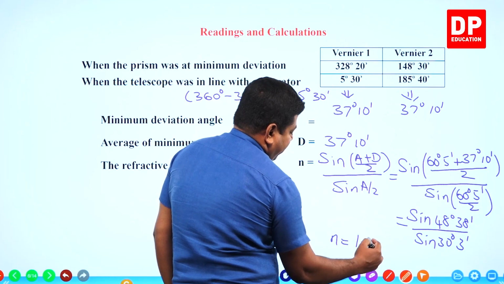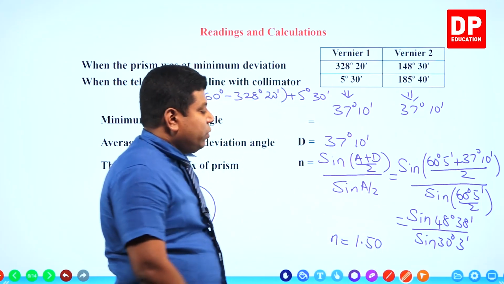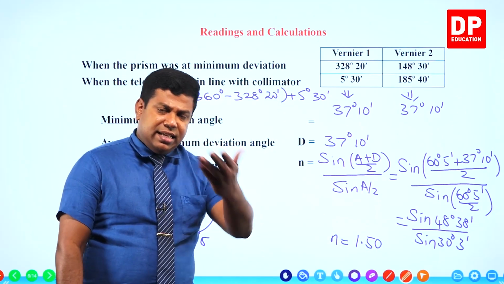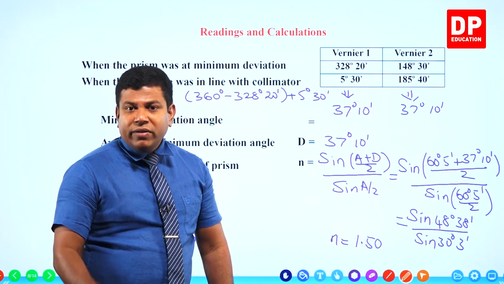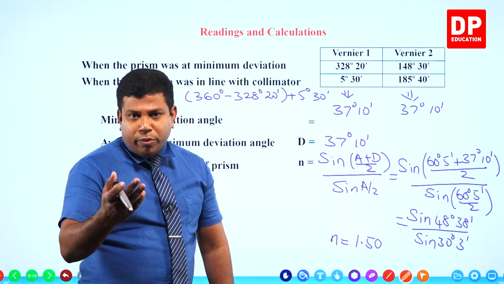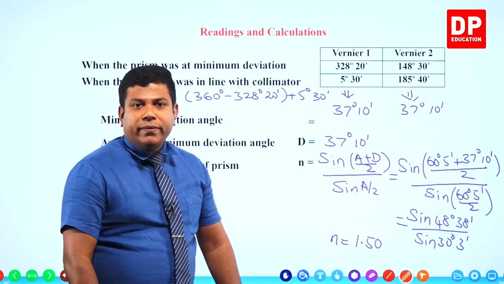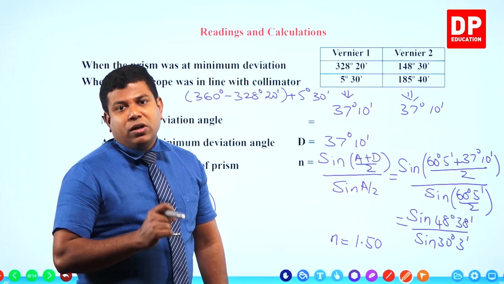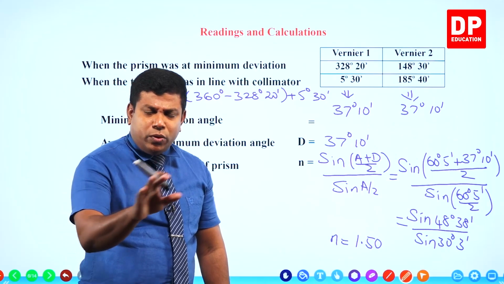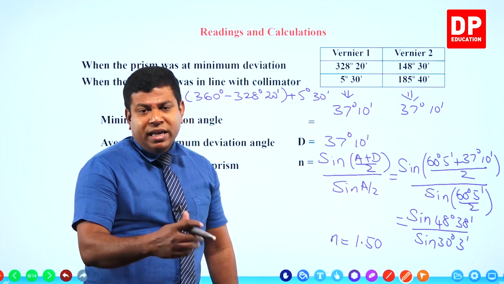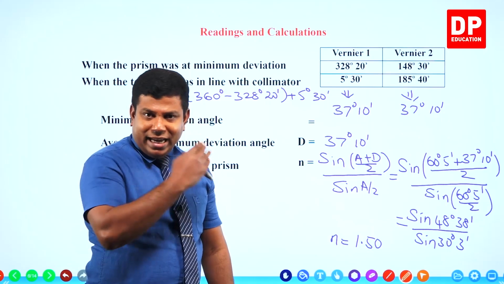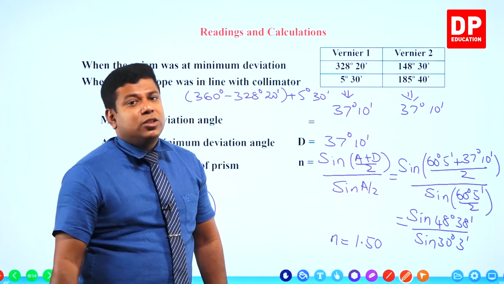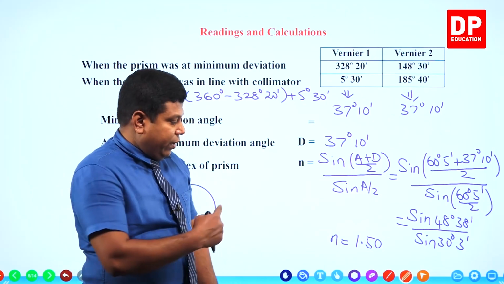You get 1.50. That is exactly the same as the theoretical value we have. The refractive index of glass is 1.50. We get the same answer. Right? Now we will see a past paper question on this. It's a very easy experiment. If you know the calibration, calibration is the lengthiest part. If you have done the calibration, then getting the minimum deviation is so simple with a spectrometer. Right? Okay. Take it down.